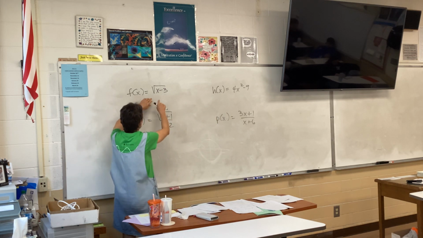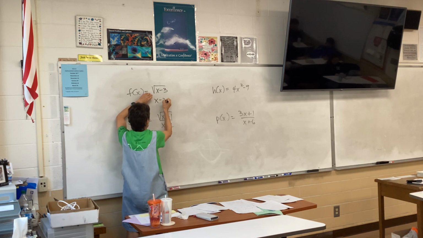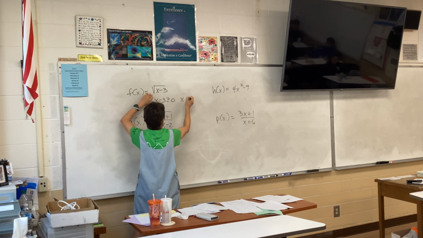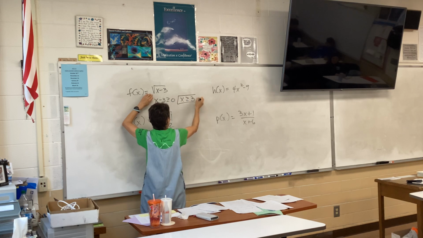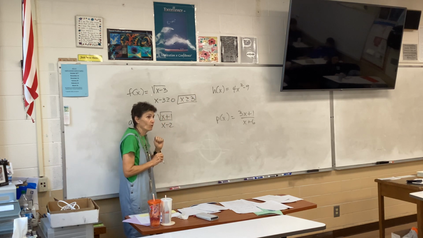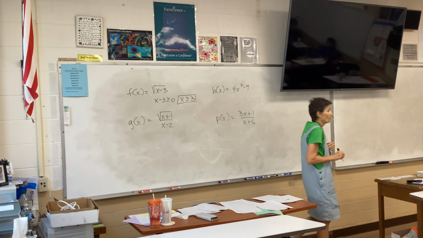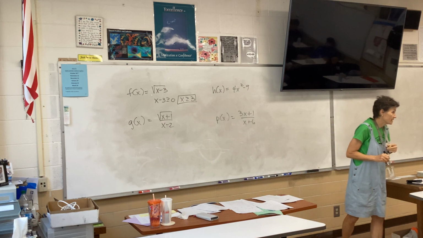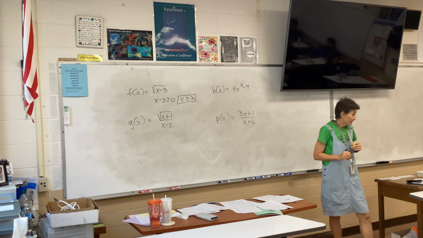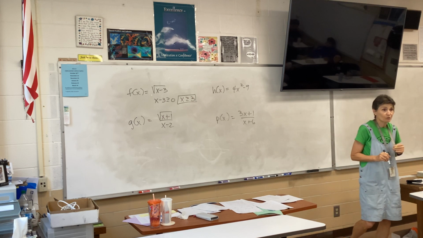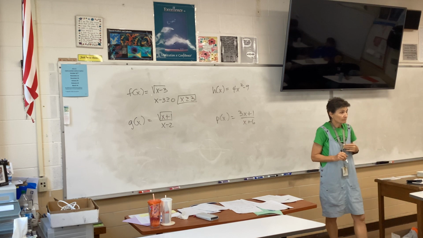X is greater than or equal to 3. That is exactly right. Perfect. Beautiful. Because what's the rule? Whatever is under the radical has to be bigger than or equal to 0. All right, good.